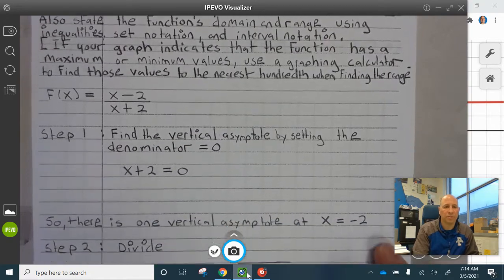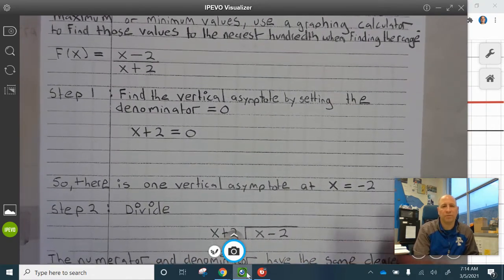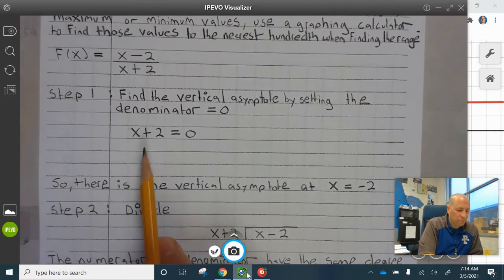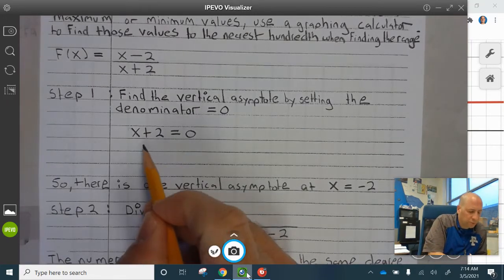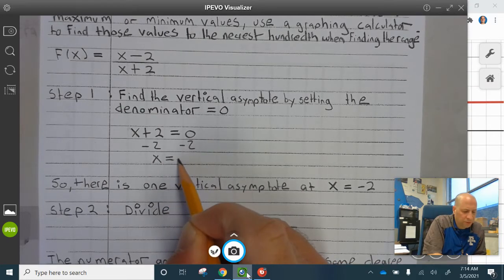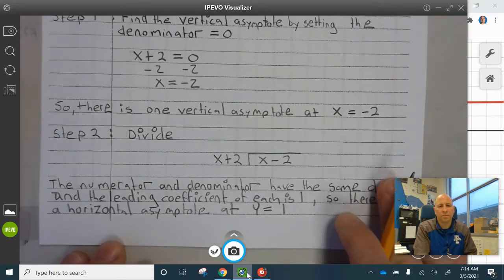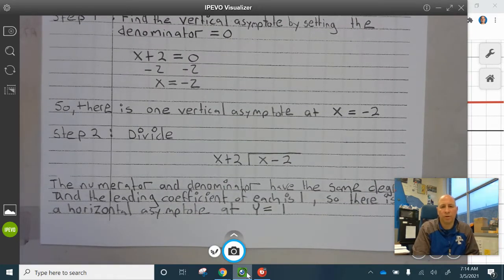So f of x equals x minus 2 divided by x plus 2. Step 1, find the vertical asymptote by setting the denominator equal to 0. So we set x plus 2 equal to 0 and solve. We subtract 2 from both sides, so x equals negative 2. So there is one vertical asymptote at x equals negative 2.